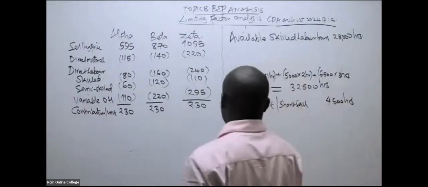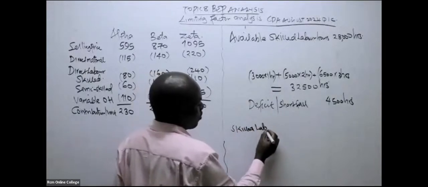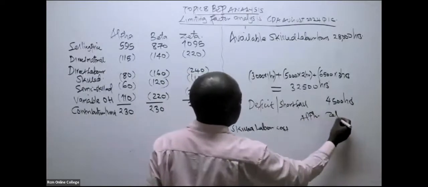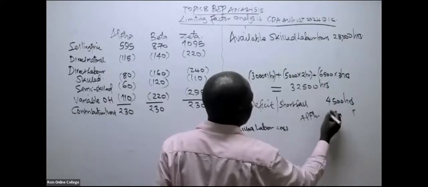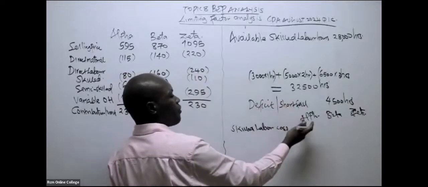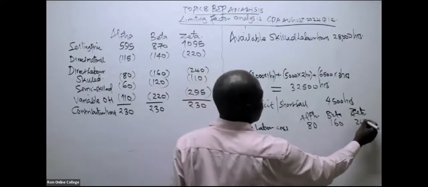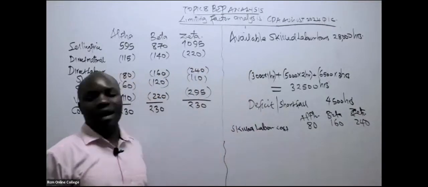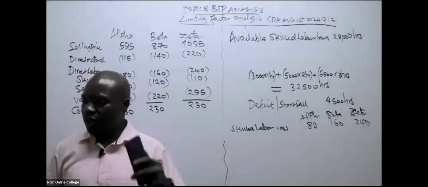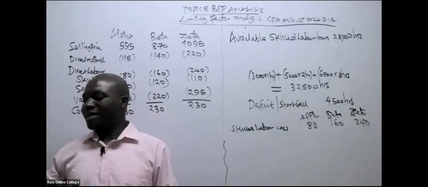Look at the skilled labor cost. That is alpha, beta and zeta. For us to produce a unit of alpha, the company spends 80 shillings, 160, 240. Do we have labor cost per hour? If yes, please give me the labor cost per skilled labor hour.